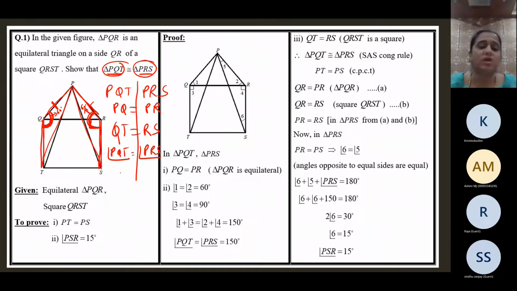By SAS congruence criterion, the two triangles are congruent to each other. Two sides and the included angle. SAS congruence criterion, the two triangles are congruent to each other.